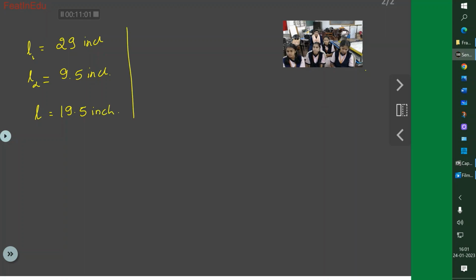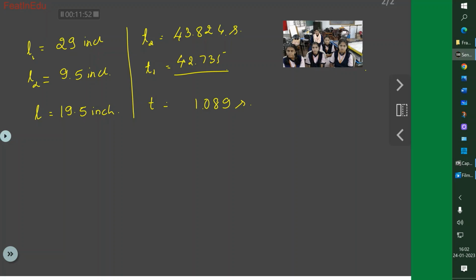Now, what was the final time? 43.824 seconds. And what was the initial time when it started the journey? 42.735. If you subtract this from this, you get the time of travel. So it has traveled for 1.089 seconds, this distance in this time.